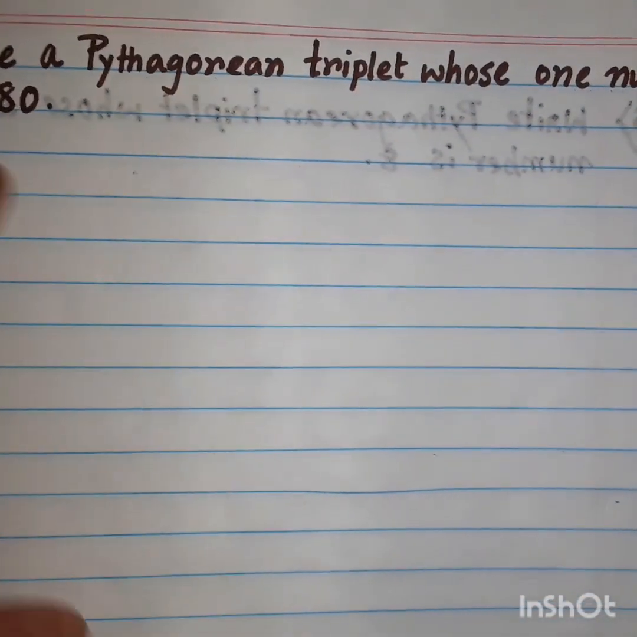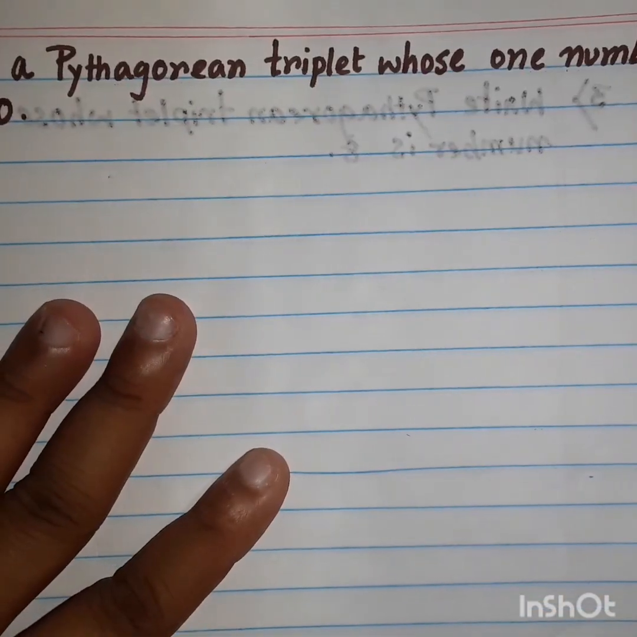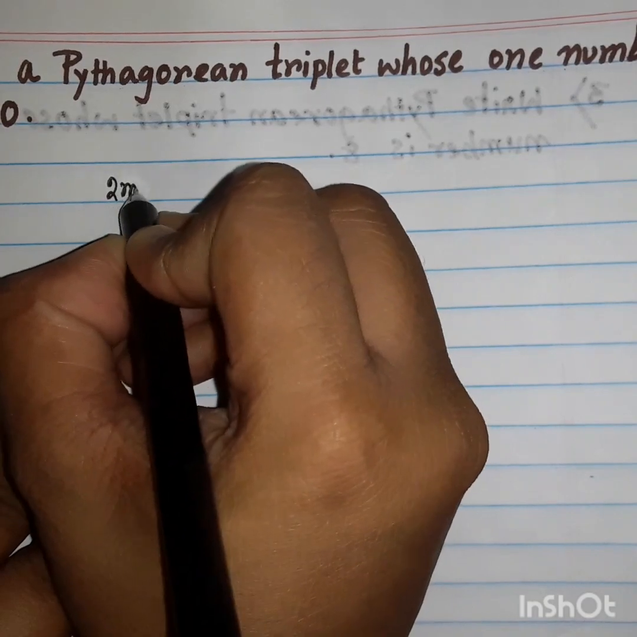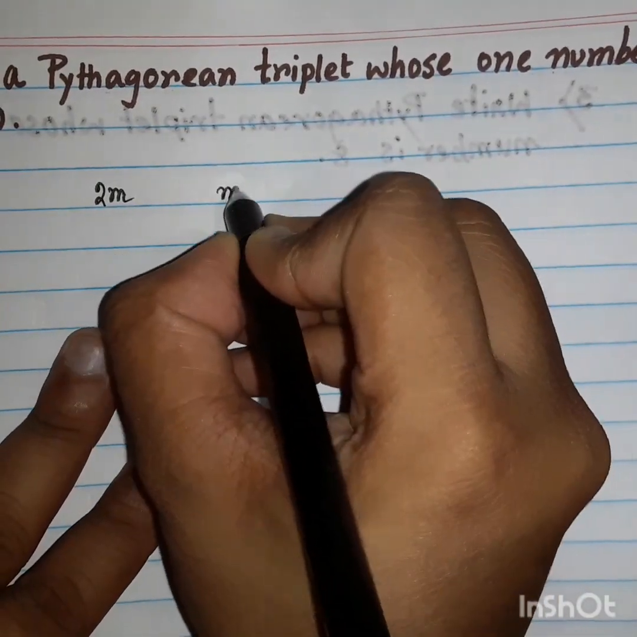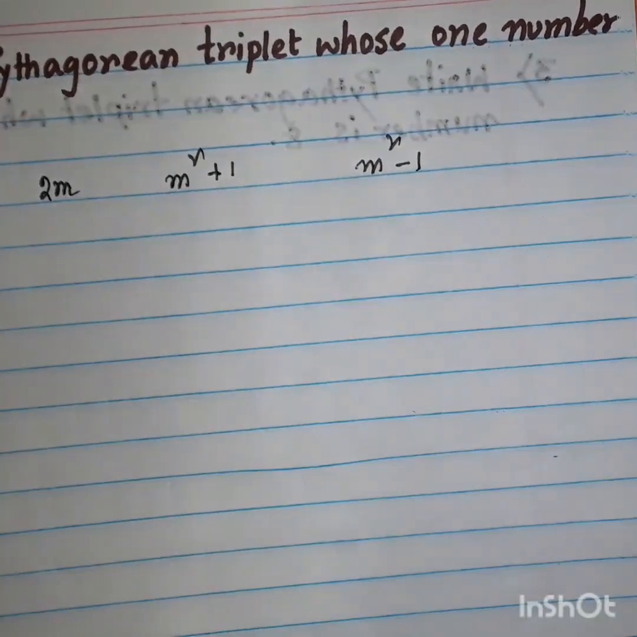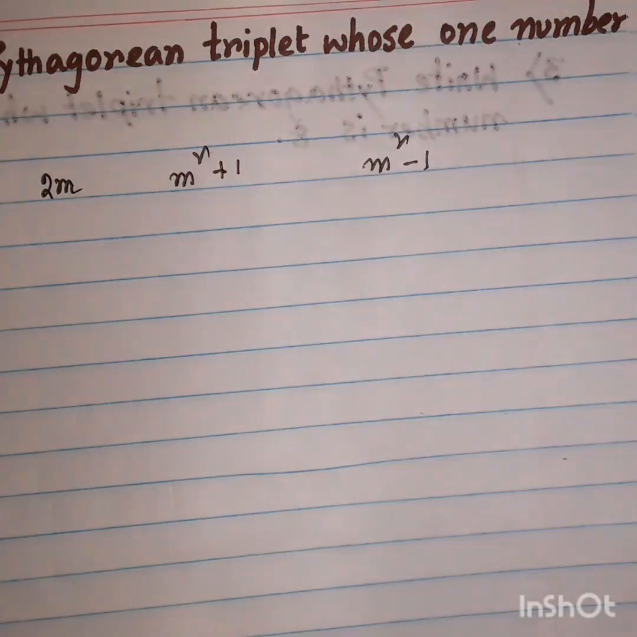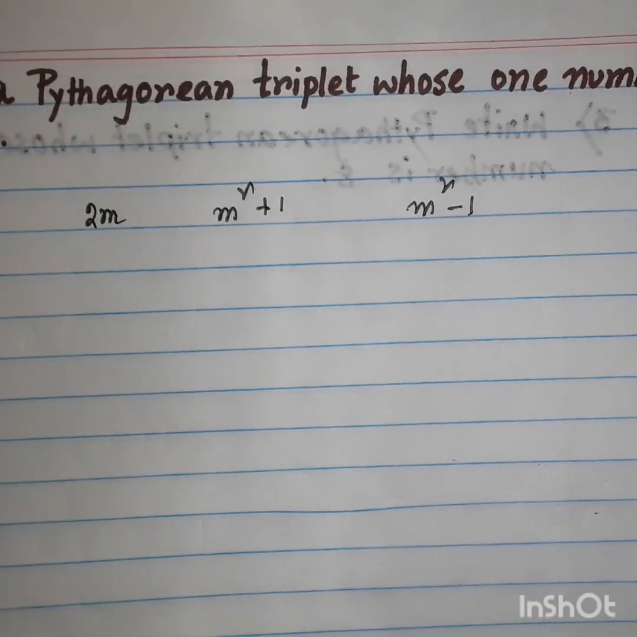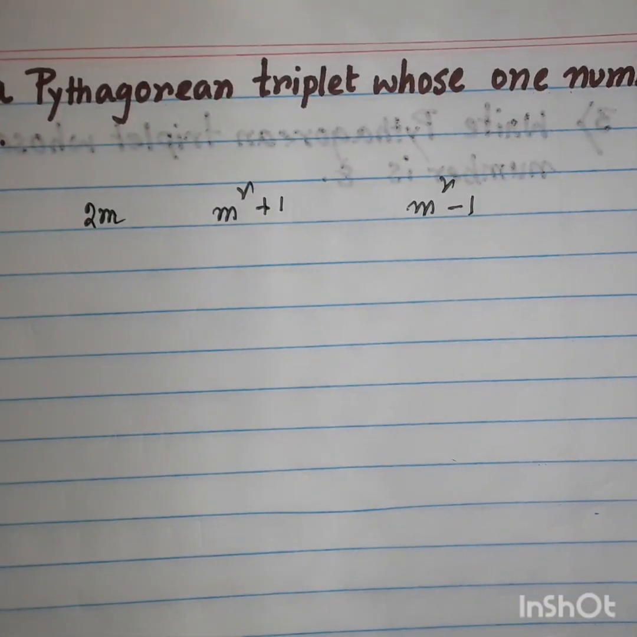Okay, we also have another example: write a Pythagorean triplet whose one number is 80. The set is 2m, m square plus 1 and m square minus 1. So now we have the number 80, which is given, and it should be one member of this Pythagorean triplet.